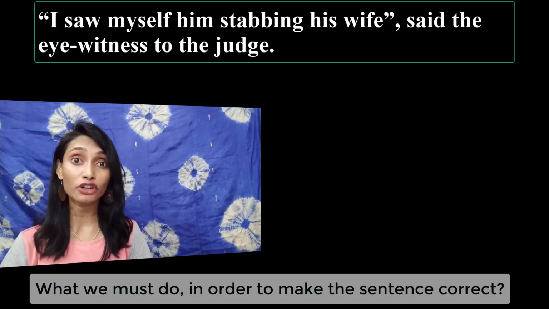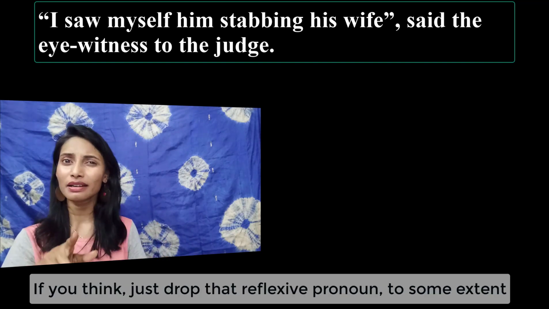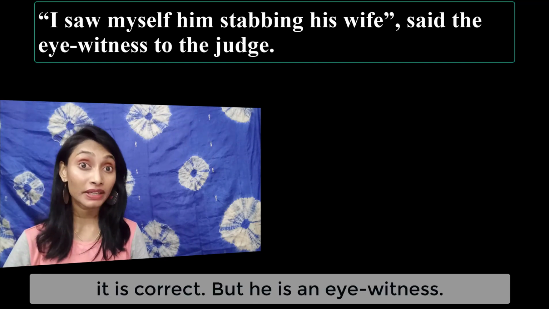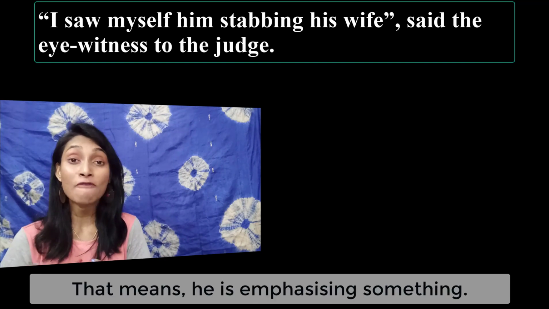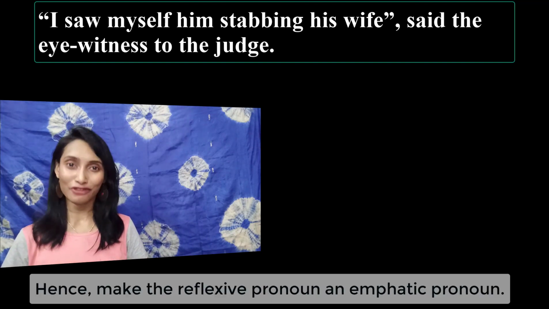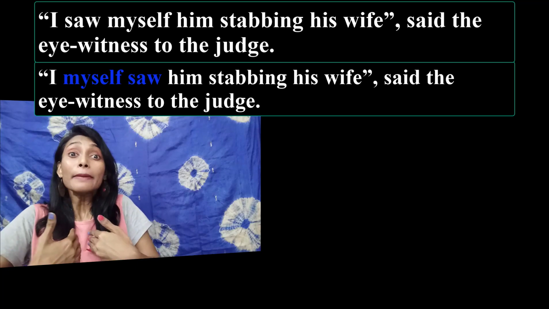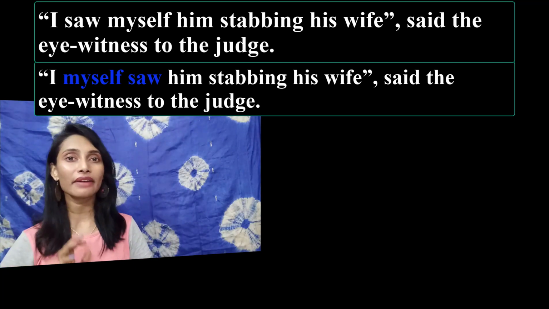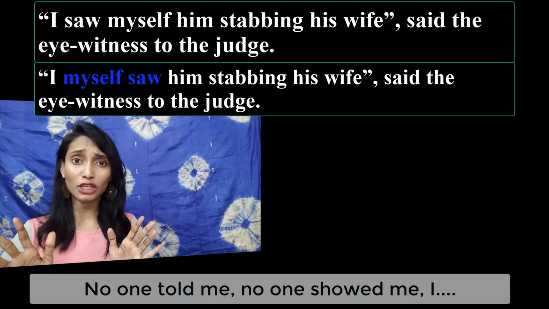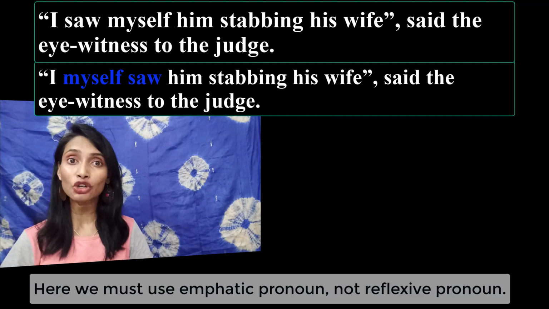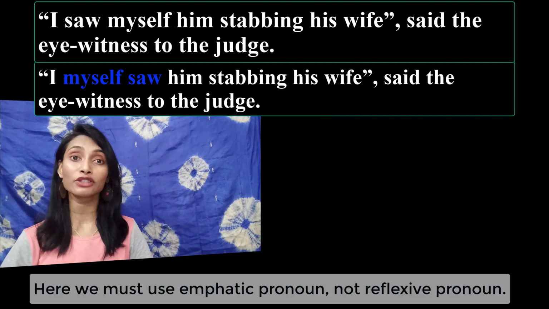What we must do in order to make the sentence correct? If you think just drop that reflexive pronoun, to some extent it is correct, but he is an eyewitness. That means he is emphasizing something. Hence, make the reflexive pronoun an emphatic pronoun. I myself saw him stabbing his wife, said the eyewitness to the judge. No one told me, no one showed me. I myself saw him. Here we must use emphatic pronoun, not reflexive pronoun.